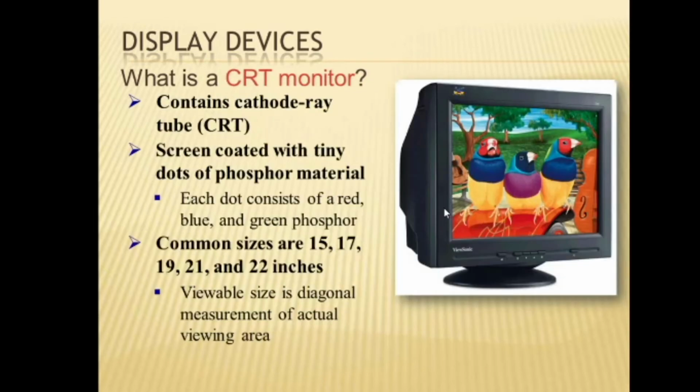more expensive. CRT monitors contain a cathode ray tube screen coated with tiny dots of phosphor material. Each dot consists of a red, blue, and a green phosphor. The common sizes are 15, 17, 19, 21, and 22 inches. Viewable size is the diagonal measurement of actual viewing area.